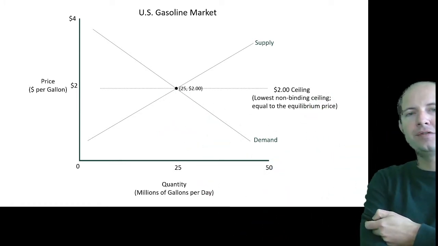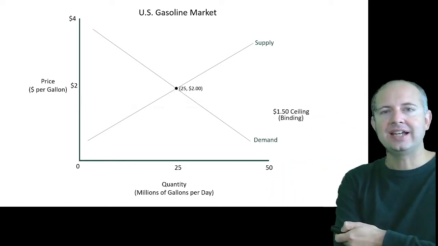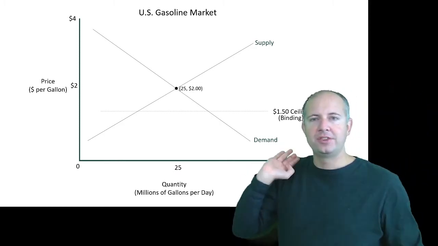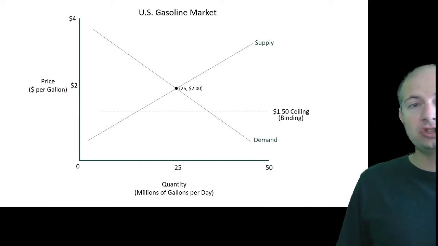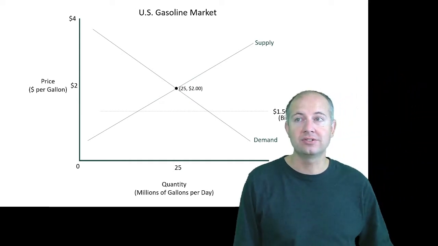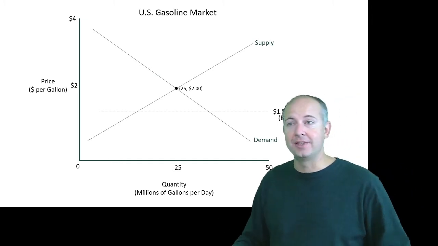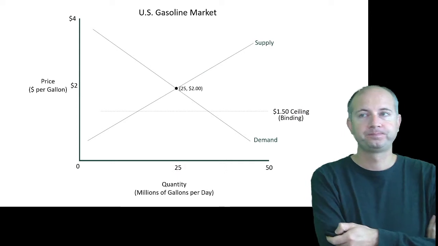Now let's think about if we go below that level. So if we take our price ceiling down to $1.50, now we have a binding price ceiling. The price wants to be $2. Left on its own, it'll get to an equilibrium price of $2. The price ceiling says, nope, you're not allowed to have a price that high. The price ceiling forces the price down to $1.50.